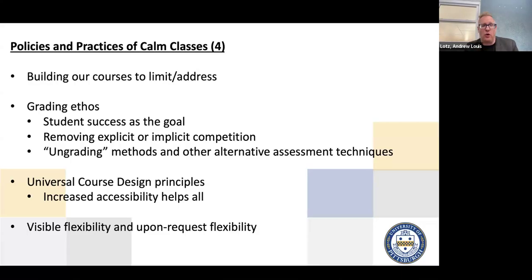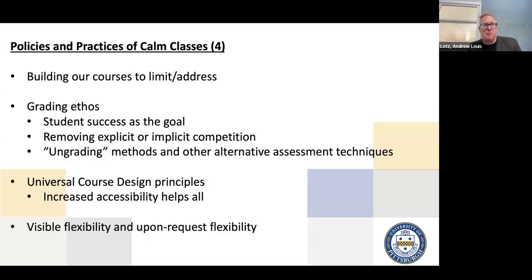You can think about universal course design principles. The Teaching and Learning Center does tons of talks on these. I know Disability Resources and Services can talk to us about this too. Lee Cully from Disability Resources and Services came and spoke to our department about universal course design principles, under the idea that increased accessibility helps everyone, right? If one person is helped by more time on an assessment, everybody's helped by more time on an assessment. So those kinds of techniques can be utilized.